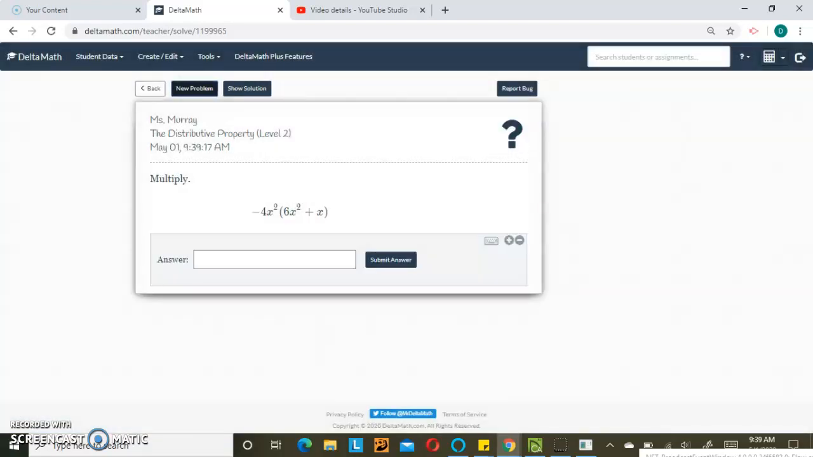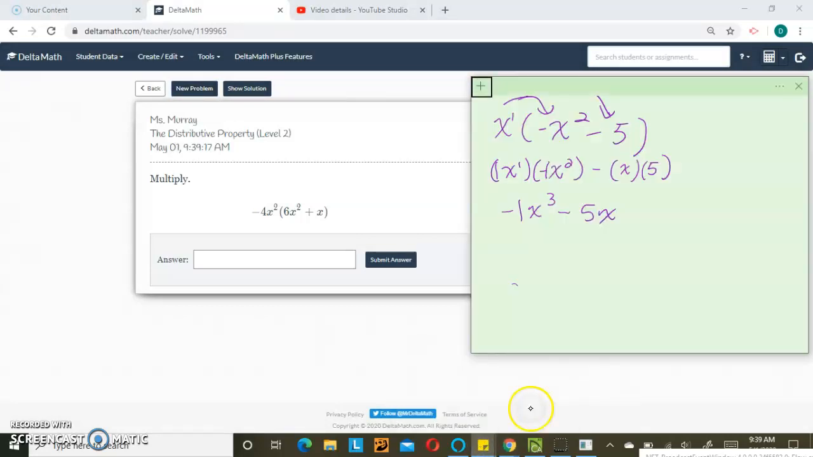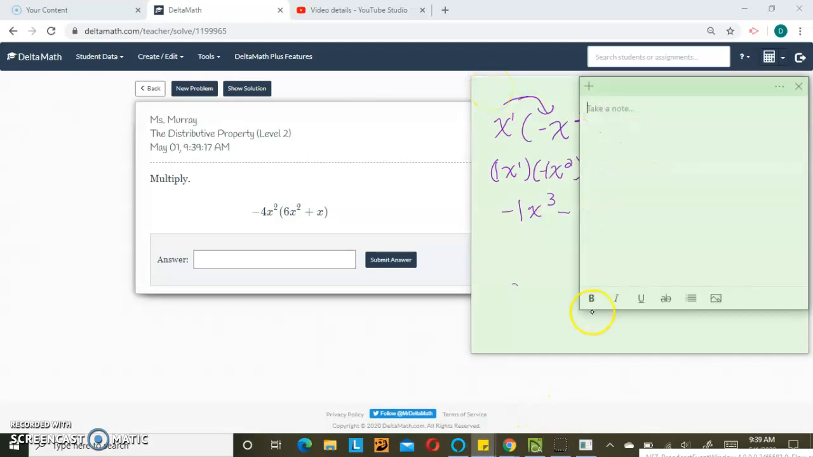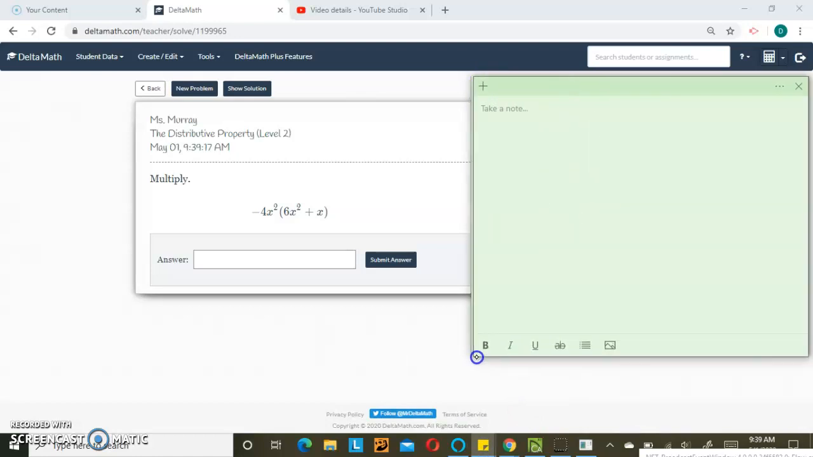All right, let's do another one. So this time we have numbers and variables on the outside. So good, it's a nice progression of the different problems you might see on this assignment. So I have negative 4x squared times 6x squared plus x. So to kind of help myself out, I'm going to put the sneaky one as the exponent and the 1 as the coefficient. And I'm going to remember that I not only need to multiply that first term by the negative 4x squared, but also the second term.